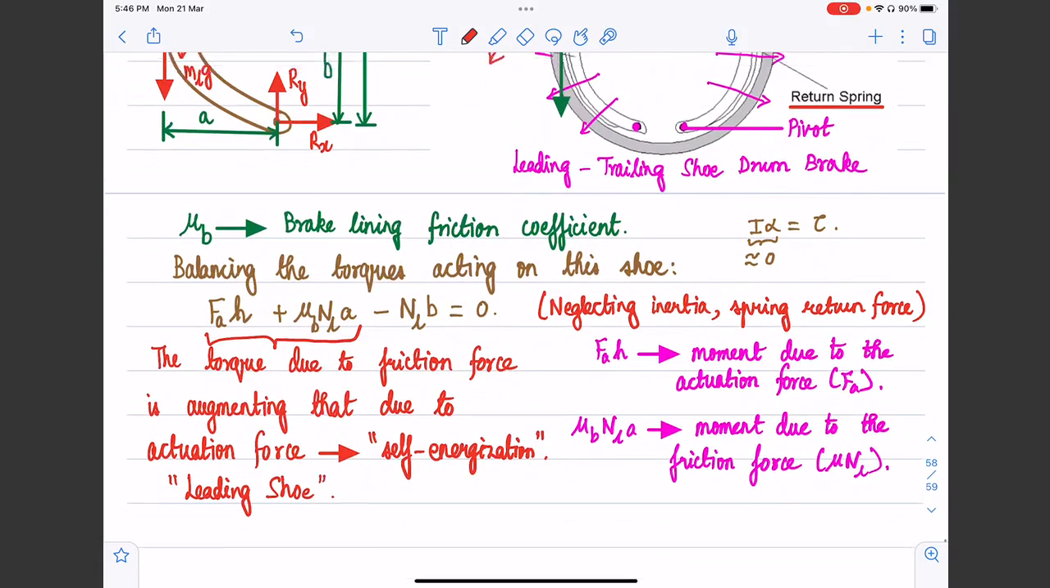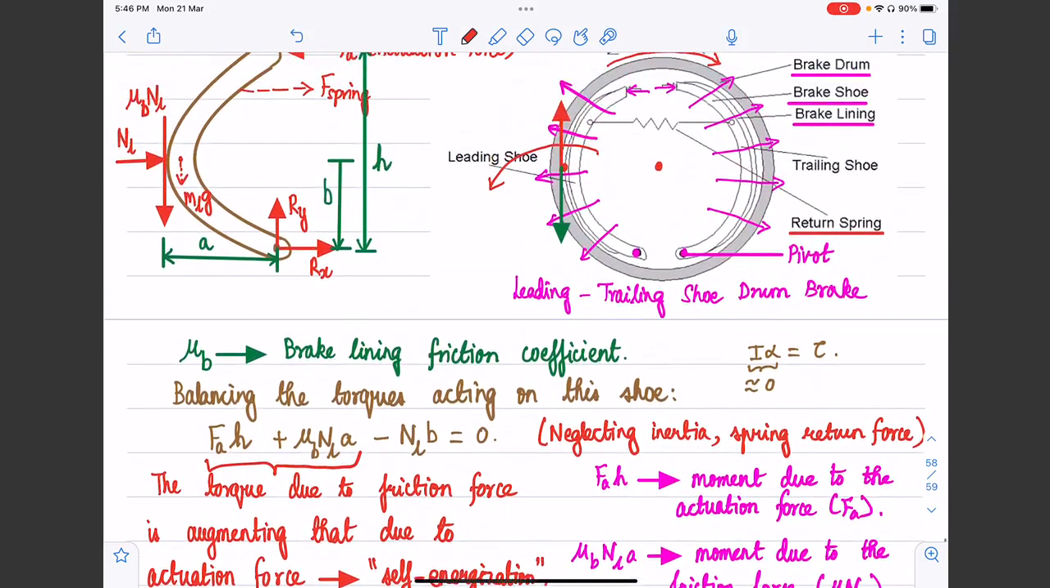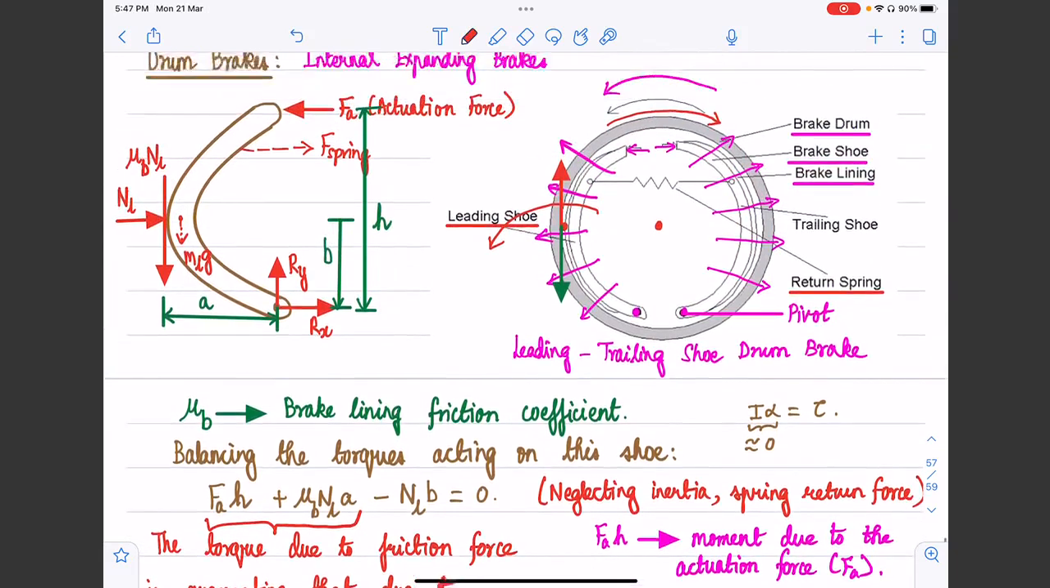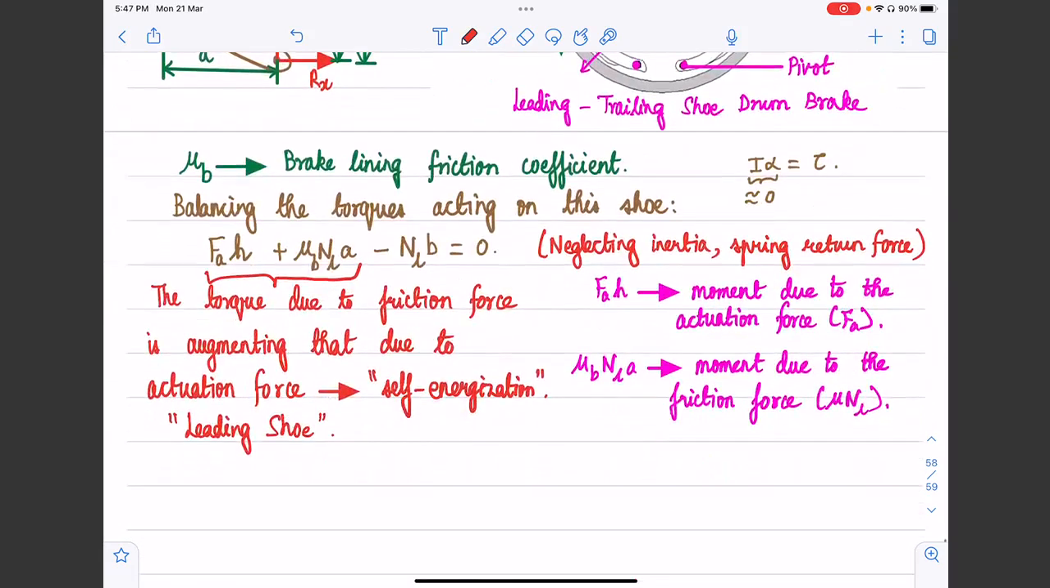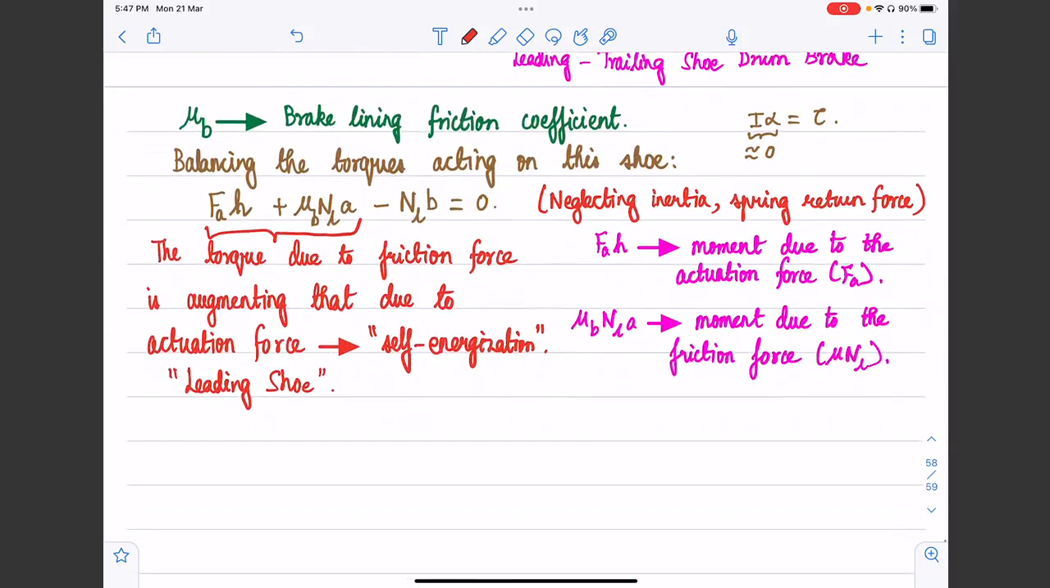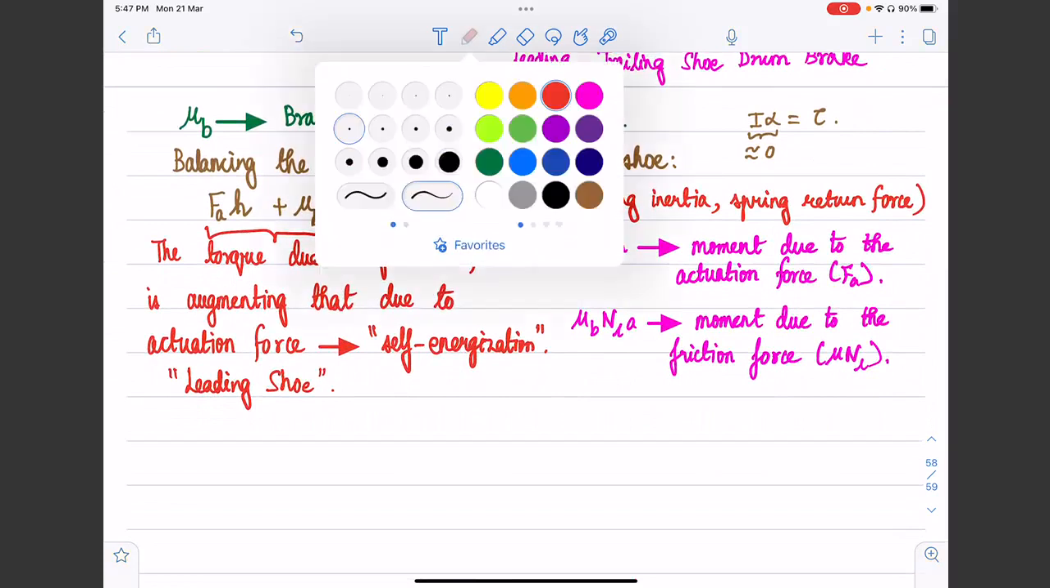Now I hope the definition of this leading shoe is clear. Leading shoe and trailing shoe are not used in the sense of their spatial orientation with respect to the vehicle. It's just that, given the way the shoes are mounted and the way the drum is rotating, whichever shoe has this phenomenon where the torque due to the braking force or the friction force augments the torque due to the actuation force, leading to so-called self-energization, that shoe is called a leading shoe.